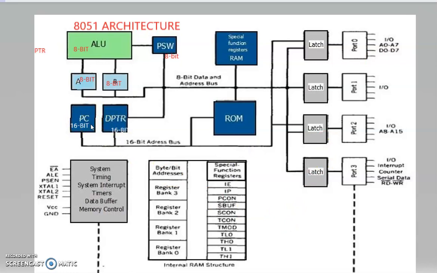So the program counter register is a 16-bit register. It holds the address of the next instruction in the program memory, that is ROM. From the ROM, it is collecting the instruction. The PC gets automatically incremented as soon as any instruction is fetched. So that makes the program move ahead in a sequential manner.